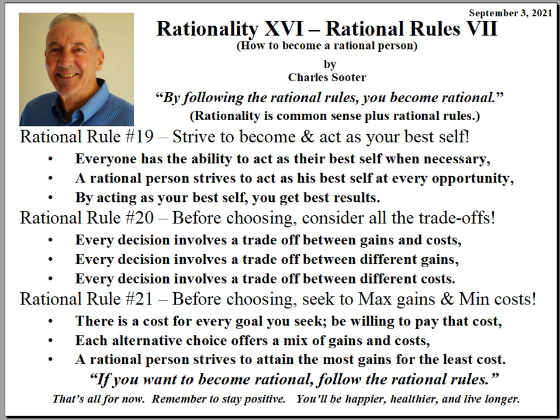So to become more rational and start receiving more success and happiness, you must start living a life by applying the rational rules. Success and happiness will be more attainable the more you act in the following ways. 1, deliberately and intentionally strive to act as your best self more often. 2, make important decisions considering all the relevant trade-offs between gains, between costs, and between gains and costs. And finally, strive to find the alternatives offering the best gains for the least costs.